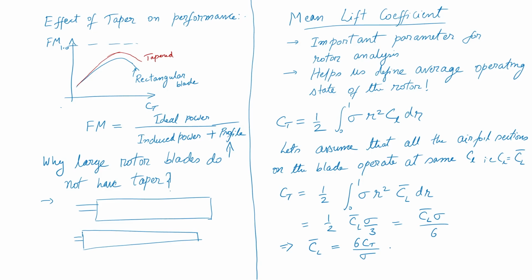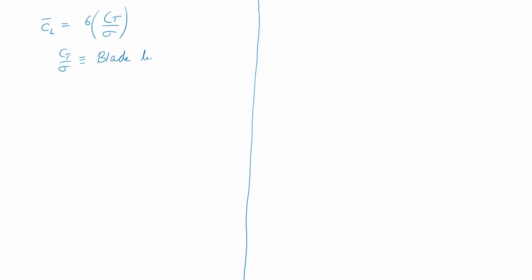And what is CT over sigma? You remember what my T by A is? Disk loading, right. Just like there is a disk loading, CT by sigma is called the blade loading coefficient. So what we found is that CL bar equals 6 into CT by sigma, and CT by sigma is called the blade loading coefficient.